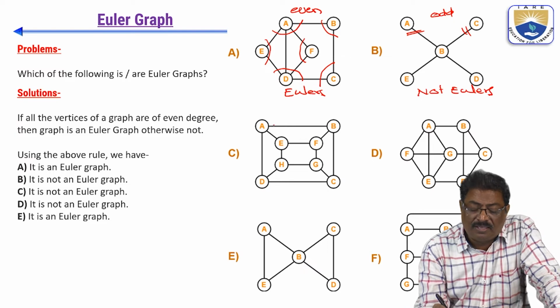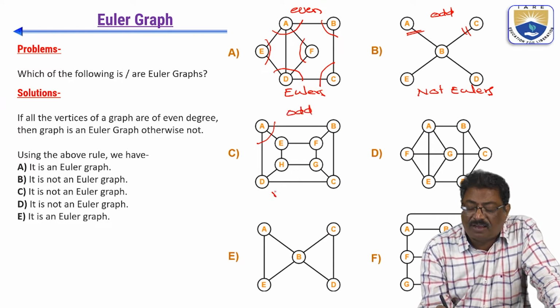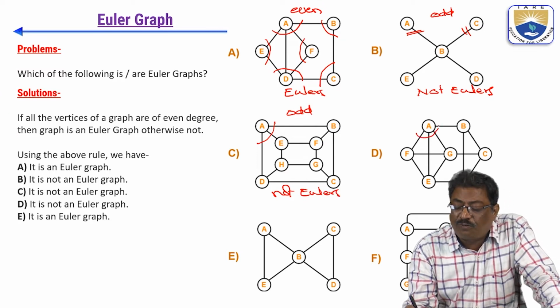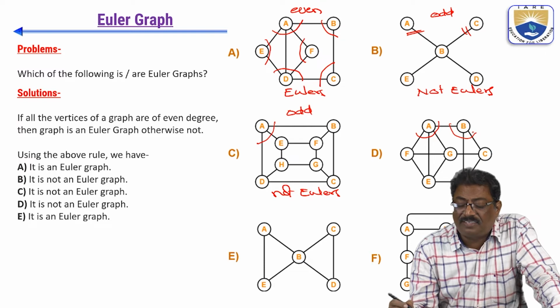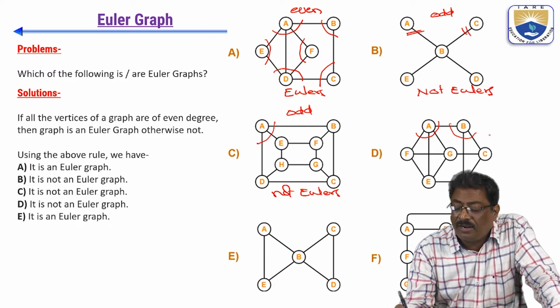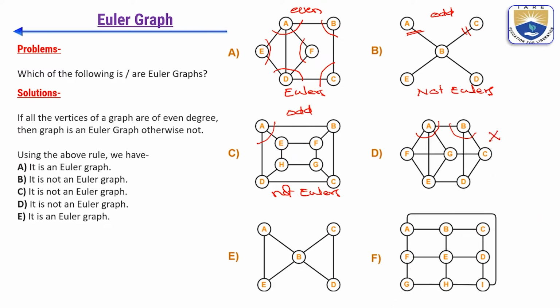Similarly, in the third one the vertex degree is 3, which is odd. So it is not an Euler's graph. Then here it is degree 4, and here it is 3, so this is also not an Euler's graph. Now this is 2, 2, 4, 2, 2, so this is an Euler's graph. And here this vertex degree is 3, so it is not an Euler's graph.